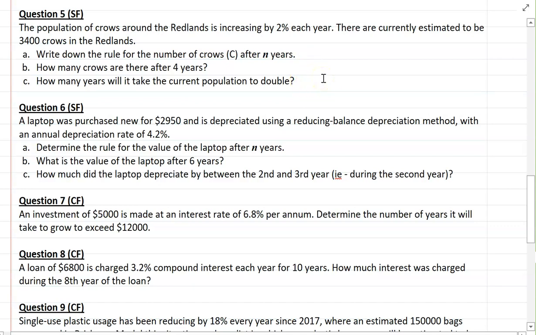Alright, so have a good think about how you could come up with a formula to model this scenario, and then go from there. So press pause and give it a crack. We'll check in very shortly.